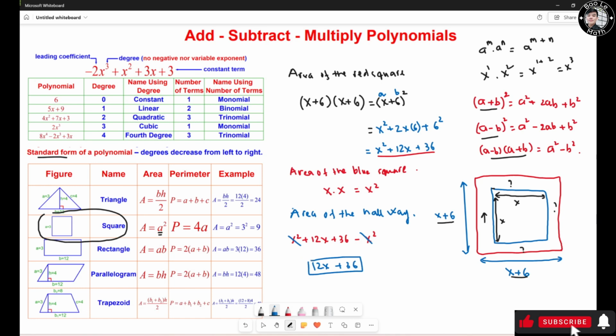Now go back over here, you can use the box method to expand this one, and you still get the same answer.